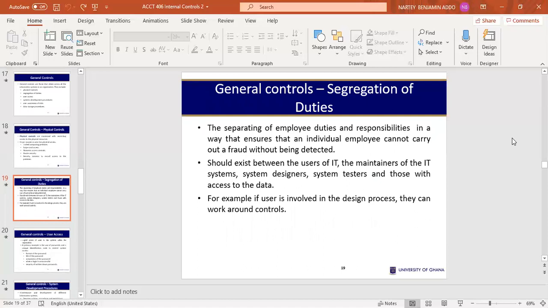Then segregation of duties is about separating employee duties and responsibilities. Because if somebody authorizes a transaction and that same person processes the transaction, then the person has the opportunity to commit a fraud. So you separate employee duties and responsibilities in a way that ensures that an individual employee cannot carry out a fraud without being detected. You need to segregate duties, and this should exist between the users of IT. In our accounting system, we have segregation of duties, for example, for the one who posts books of original entry. So authorization is given for the sales order.